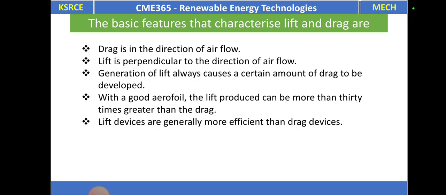The basic features which characterize lift and drag are as follows. First, drag is in the direction of airflow, lift is perpendicular to the direction of airflow. Generation of lift always causes a certain amount of drag to be developed. With a good aerofoil, the lift produced can be 30 times greater than the drag. Lift devices are generally more efficient than the drag devices.